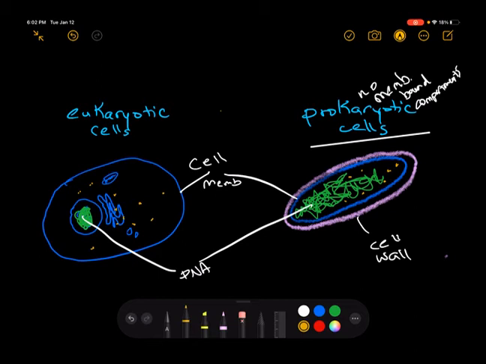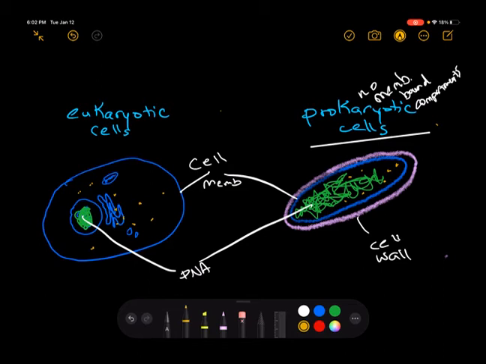And of course, there are things such as the building blocks of proteins, which are amino acids. We have carbohydrates, we have nucleic acids in the cytoplasm of the prokaryotes as well, but we don't have any other really distinguishing characteristics inside of the cell.